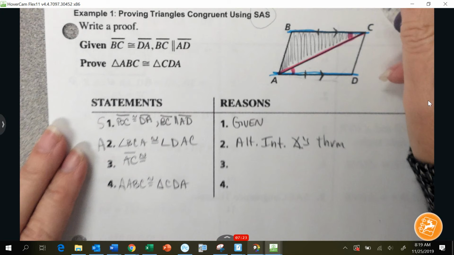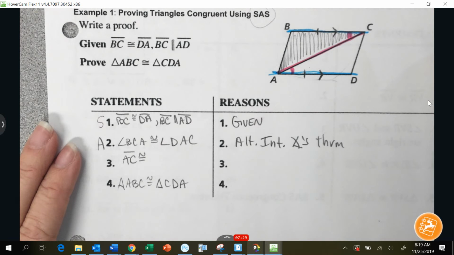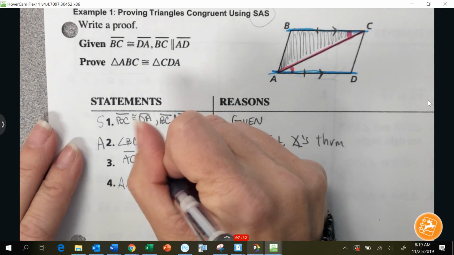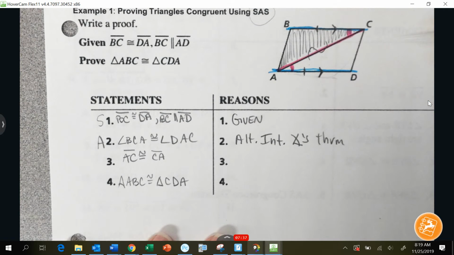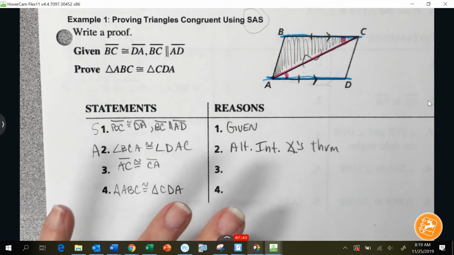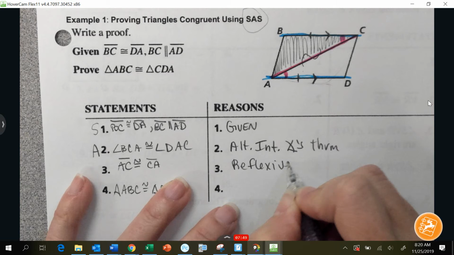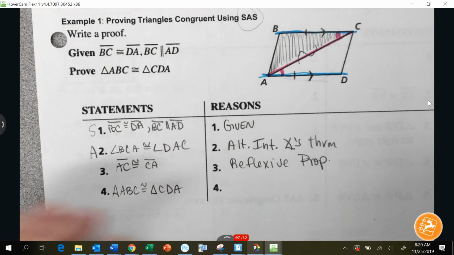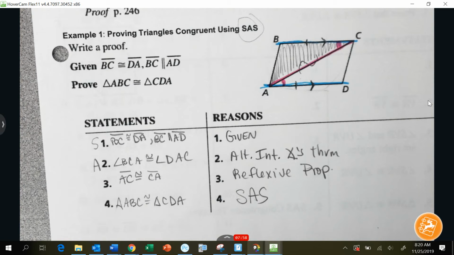But in triangle CDA, what side will it be? CA? Yeah. Why? Right, that is the same side, so they have the same length, they are the same. So reflexive property. And then you can now say that the triangles are congruent by side, angle, side. So that's your reason. You're more than welcome to write out the words side, angle, side, but that's your reason. Okay?